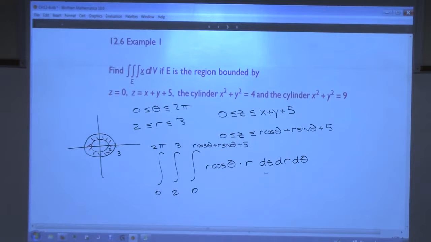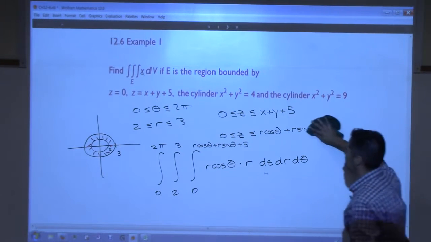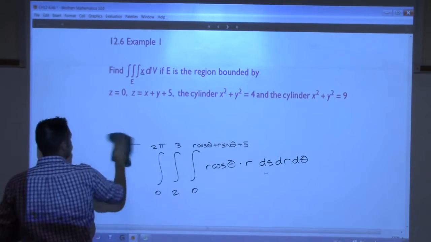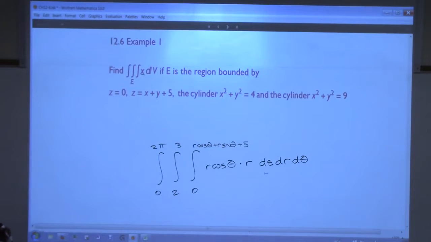I'd like to do just the first integral, just the first integration. I won't do all of them. Are there any questions, though, on how I did this? Or what I've done? Or why we're here?